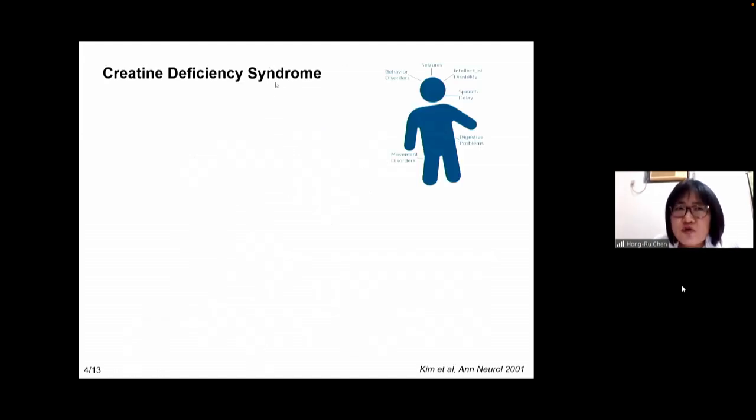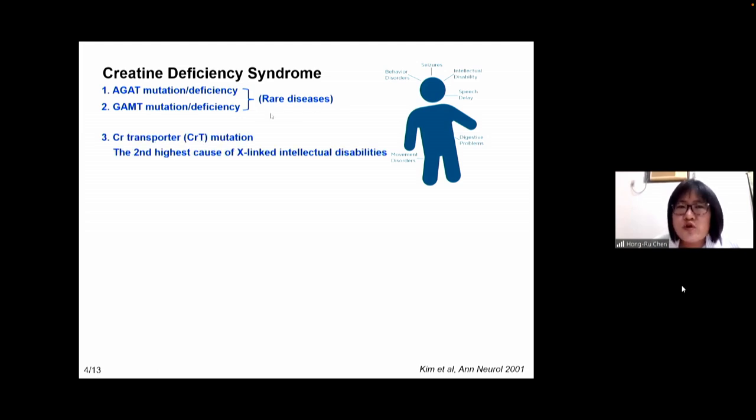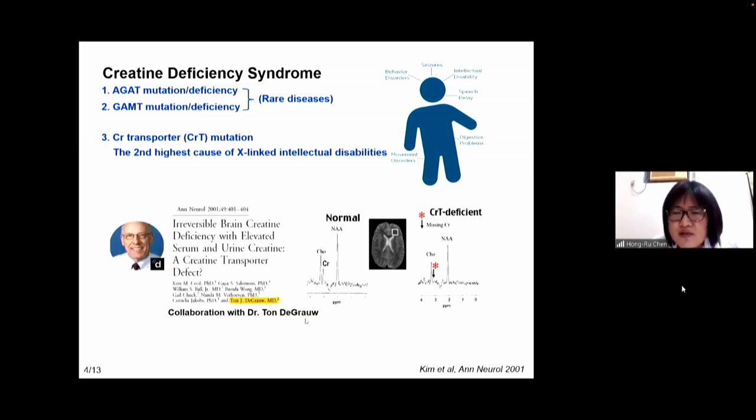Typically, we know creatine deficiency syndrome will cause behavior disorders, seizures, intellectual disability, some speech delay, and also some movement disorders. One of the major reasons is creatine synthesis enzyme deficits, the AGAT and GAMT mutations, which are rare diseases. Another is the creatine transporter mutation, which is the second highest cause of X-linked intellectual disability. Our collaborator, Tom DeGruy, was the first one to identify the creatine transporter mutation in the clinic.